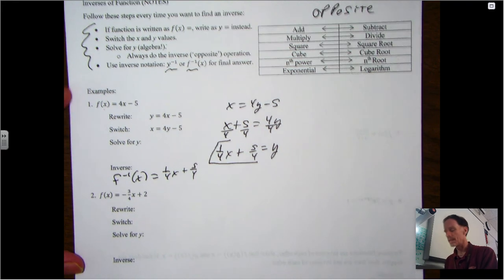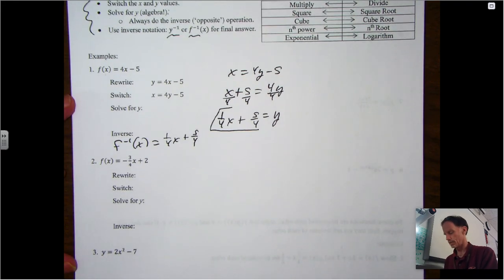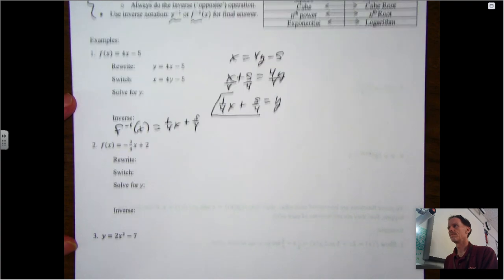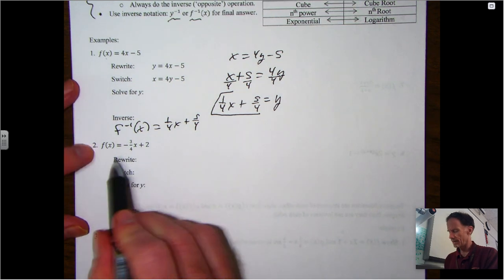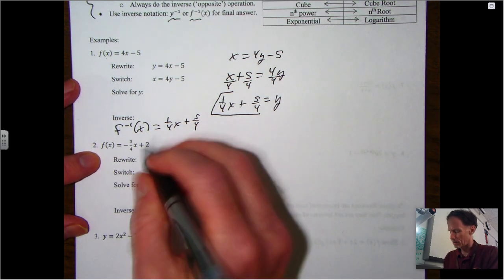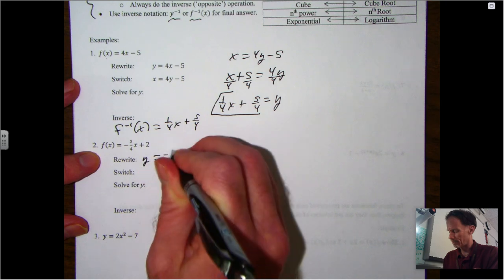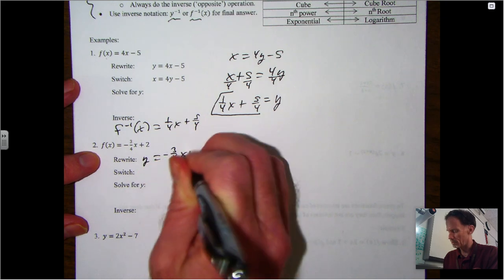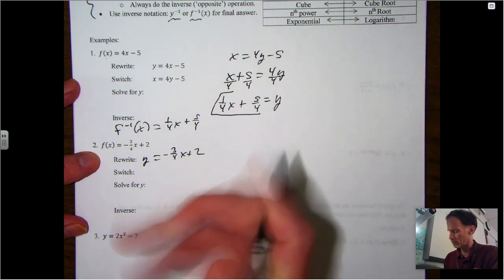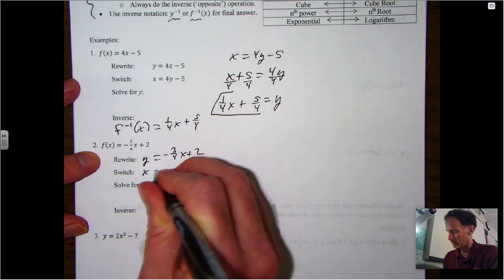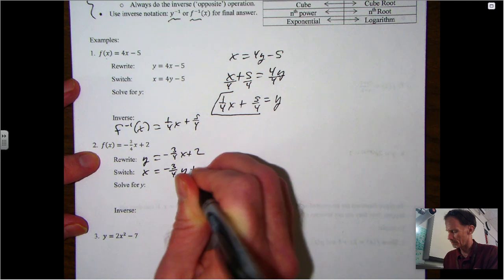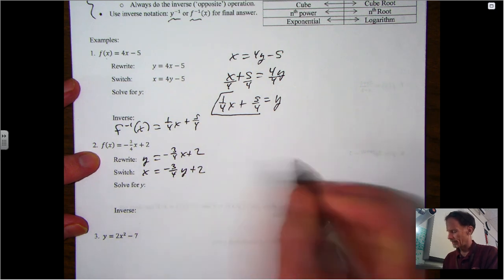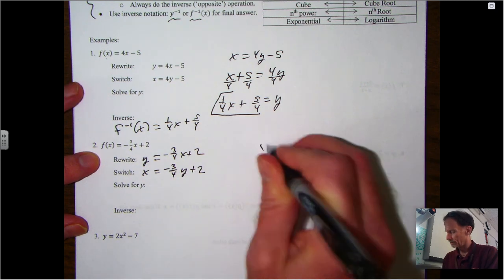Okay, and that's it. That's finding an inverse. You do the same thing every time. It never changes. Read, write, switch, solve, done. So again, rewrite it. f of x, I'm just going to rewrite it as y. y equals -3/4 x plus 2. Switch the x and y values, literally. Don't change any numbers. We're just switching the variables. Then solve it, and again, I'm going to do this over here.